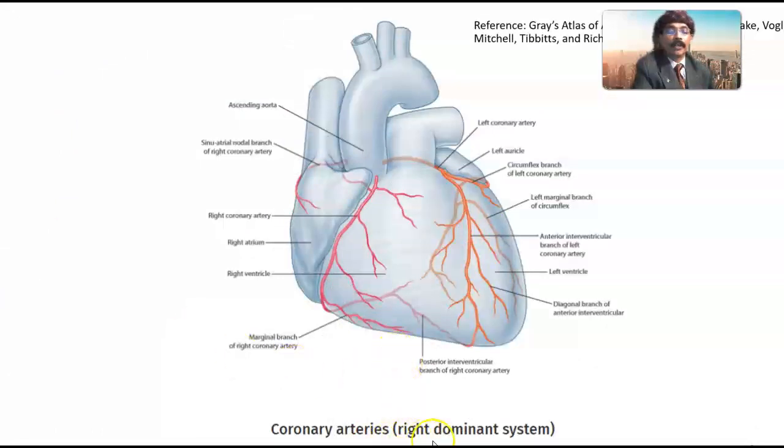Okay, coronary artery, right dominant system. This is the posterior view. This is the right coronary artery, right marginal artery, posterior interventricular artery. This is a branch of the posterior interventricular artery here. This is still the right coronary artery. This is the crux area. This is the posterior interventricular artery, so it is a branch of the right coronary artery. So here the heart has right coronary artery dominance.